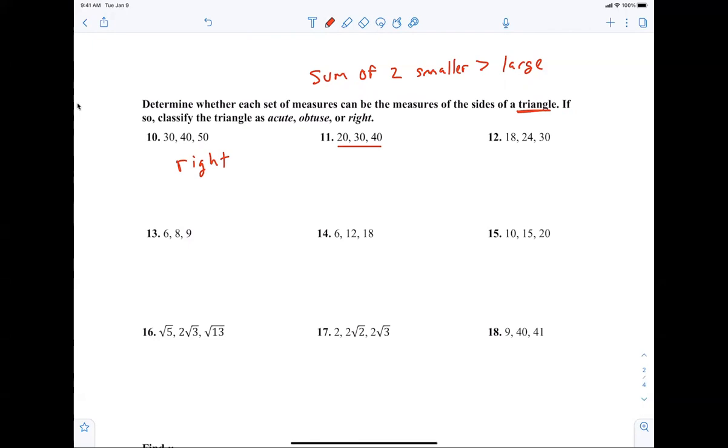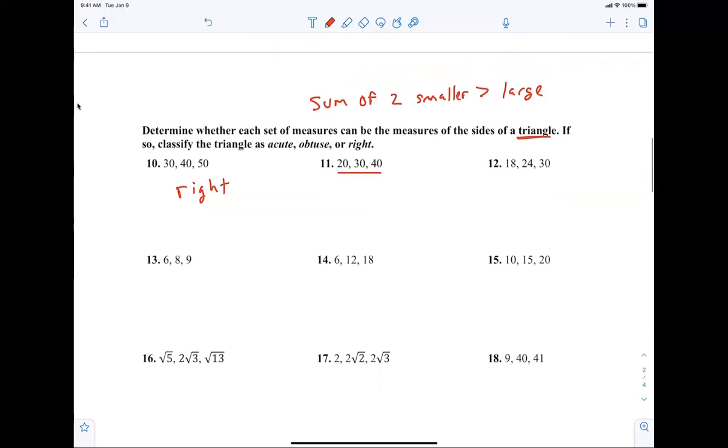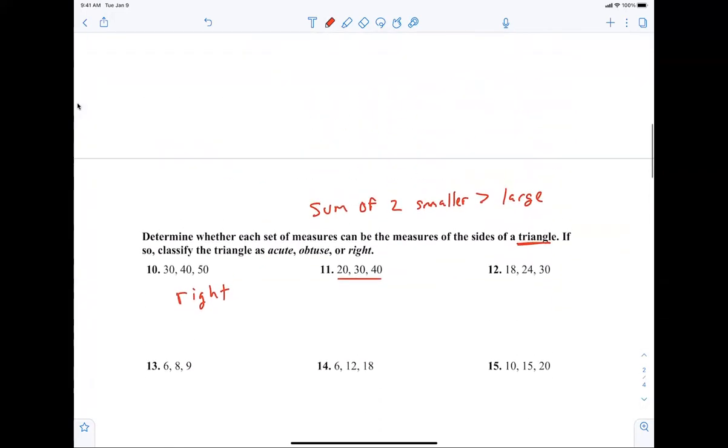Yes, because 20 plus 30 is greater than 40. Now, let me see if this makes sense to you. I'm going to draw a right triangle, and just for visual effect, please look. Right now, a squared plus b squared equals c squared, correct? Is everybody okay with that?